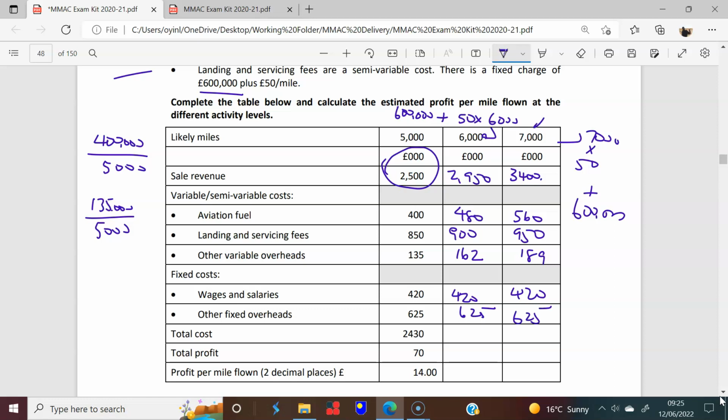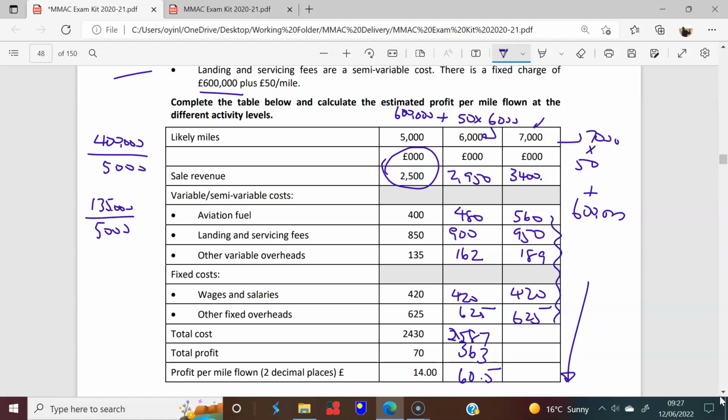And then, as usual, let's add all the cost. I'll just do this one. So in terms of all my costs, I have 480 plus 900 plus 162 plus 420 plus 625. And then we have here 2,587. And so you have this total cost, and so the total profit will take this away from the revenue of 2,950, and that's 363. And then I'll divide that 363,000 by the number of miles, and I have here 60.5. Yes, 60.5, and then just do the same thing down the line.